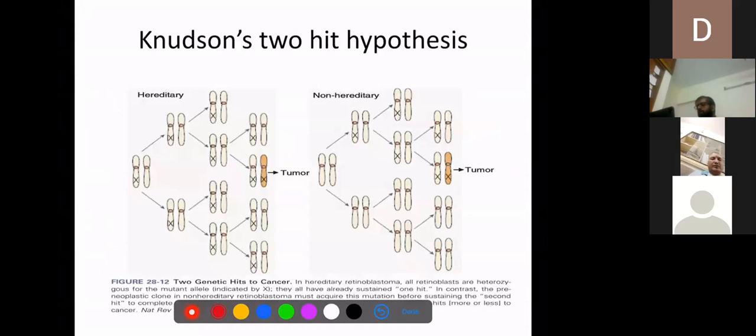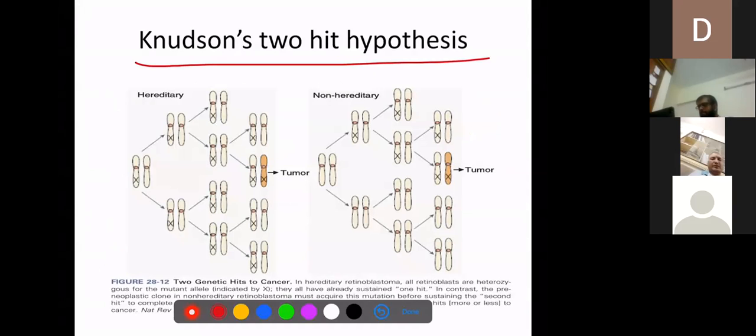When we discuss the tumor suppressor genes, we must be aware of the two-hit hypothesis. It applies to most of the tumor suppressor genes, most of the syndromes caused by tumor suppressor genes. So we take retinoblastoma as an example.